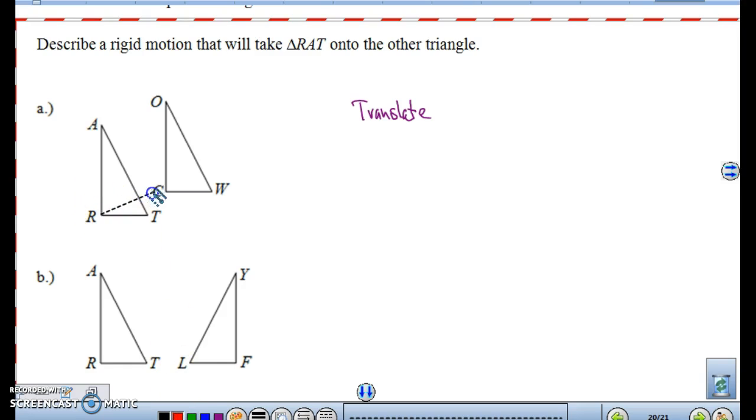If I go from R to C like so, I went over this distance and up here. If I go over that same distance with each point, we want to translate along vector RC. So if we do the same thing for each of the other points, each point will go over and up that same distance. So our vector would be RC. That's a translation. All it did is slide. It didn't rotate, the orientation stayed the same, so we knew it just slid.